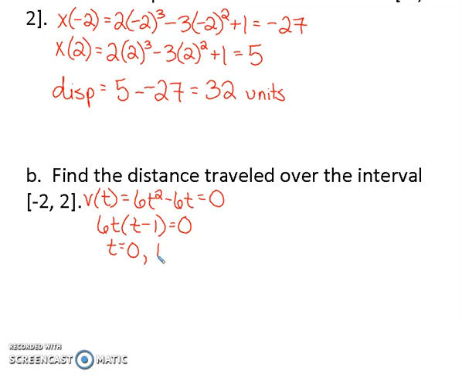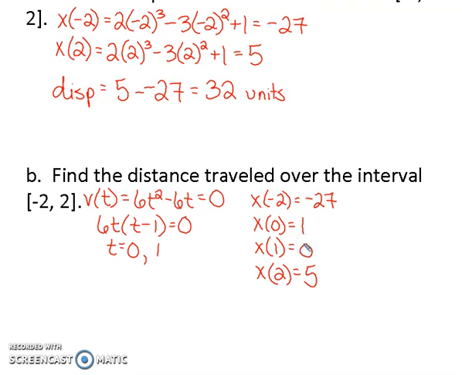So then we would find our position at the beginning of the interval, and then every time that it could potentially change direction, all the way through to the end of the interval. So I already know that x of -2 is -27. And x of +2 is 5, because I found that back in part A. If I substitute 0 into my original function, then I come up with a position of 1. And if I substitute 1 into my position function, I come up with a position of 0.